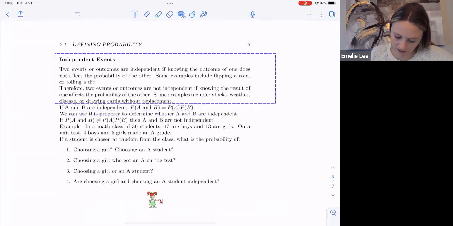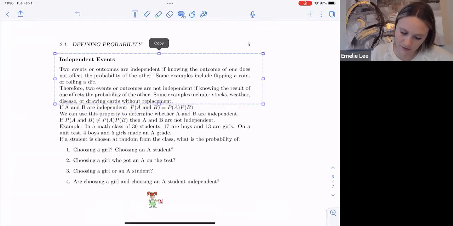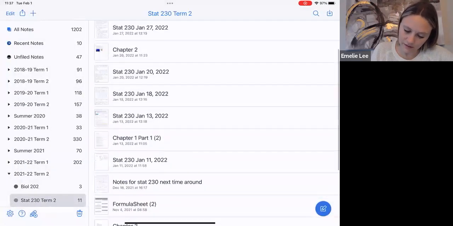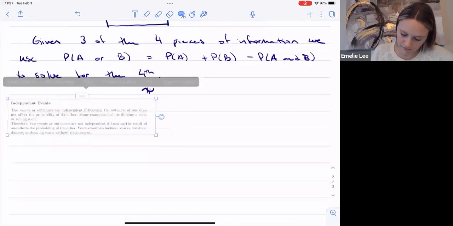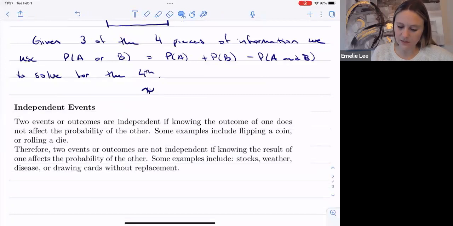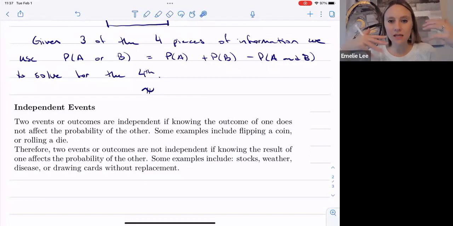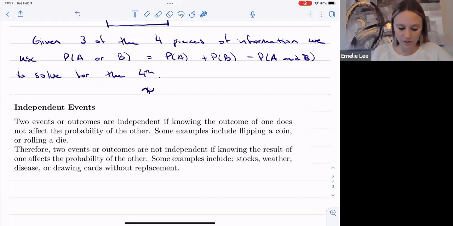So independent events are different from disjoint events in the sense that disjoint outcomes or disjoint events mean that they can never happen at the same time. And that affects the probability, but independent events has to do with the probabilities being affected by something happening already. So 2 events or outcomes are independent.